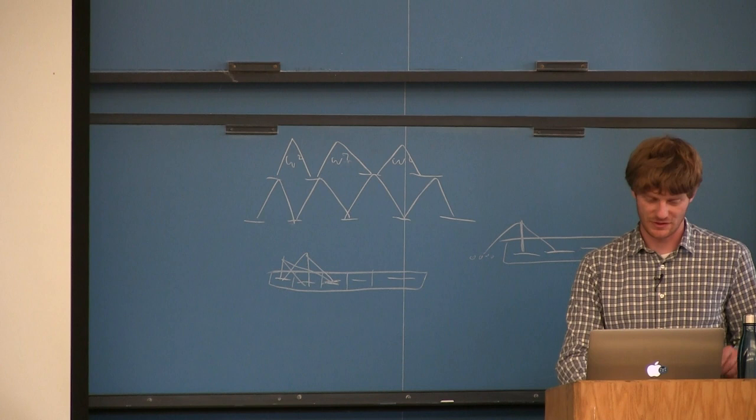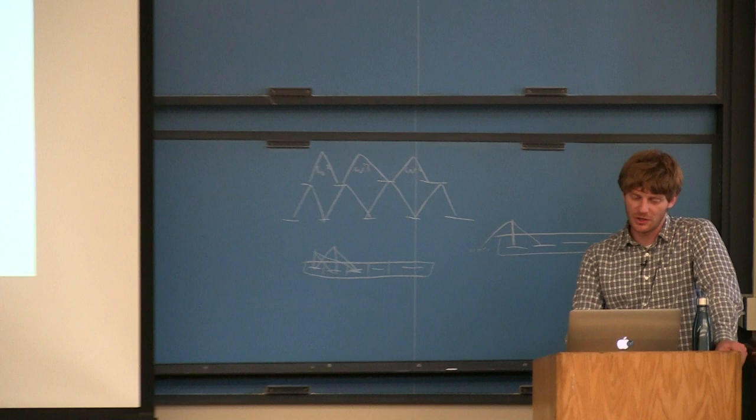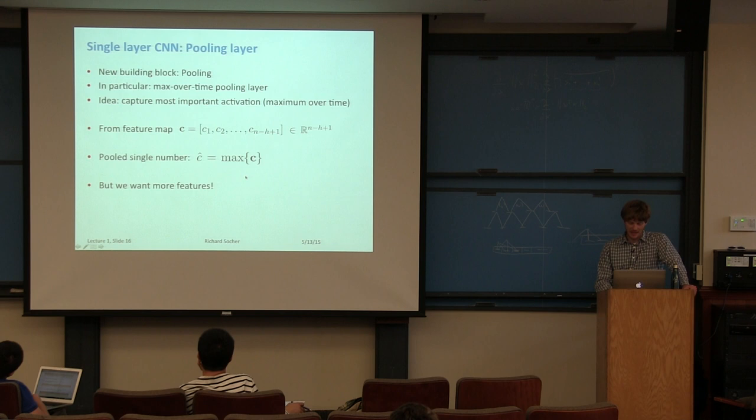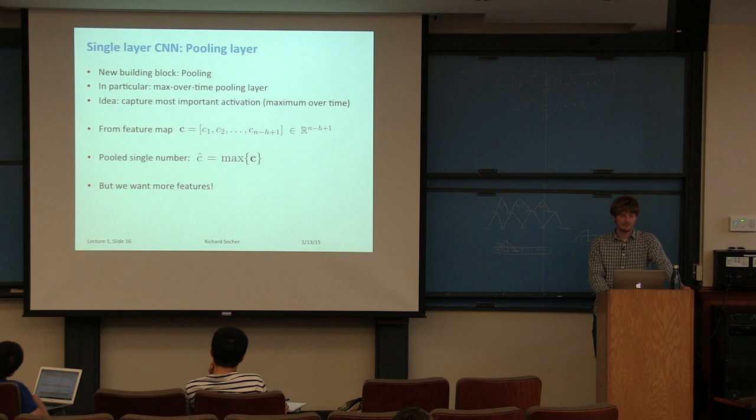But basically, the important part is that across all these different applications, what this will do is take a single number out of all these possible C's, C1, C2, to C n minus h plus 1, and just take the maximum value across all of them. Very simple operation. So we'll define C hat here as just the maximum number in this vector. And we'll call that pooling. We're pooling all these numbers down to only a single one.